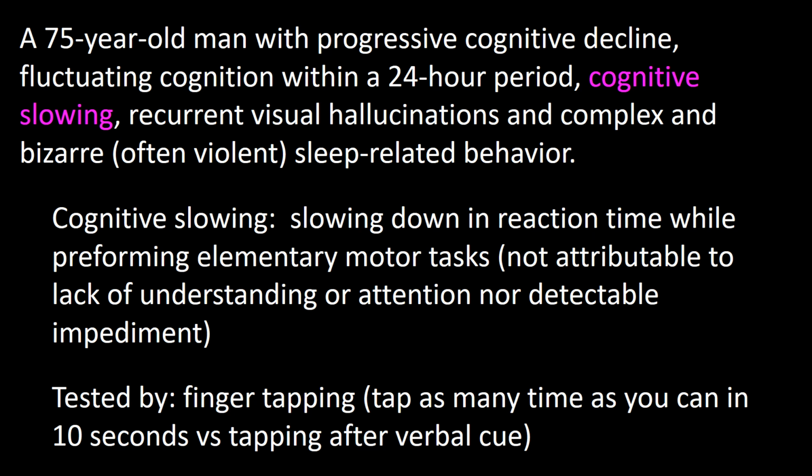During the physical exam, the patient is asked to tap with the dominant hand index finger as many times as possible for 10 seconds. And then after having finished this task, the patient is asked to tap after a verbal cue. Patients with cognitive slowing have a long interval between spontaneous tapping, but tap consistently after every verbal cue. The second step is important in order to make sure that the slowing is not attributable to a lack of understanding, lack of attention, or physical impediment.